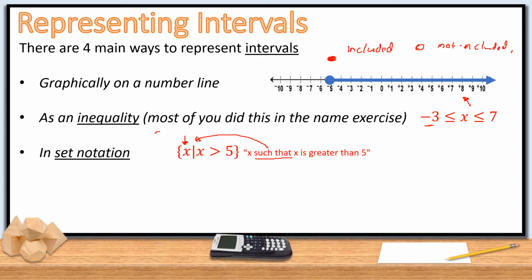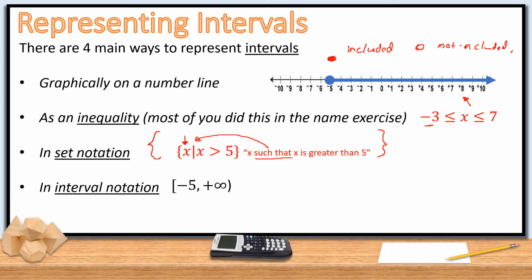Practice those set brackets because they do actually take a little bit of thinking to get that nice squiggle bracket. And then the last one is interval notation. This is the one that's my favorite. I will use it probably the most in my examples, pretty much because it's the fastest.